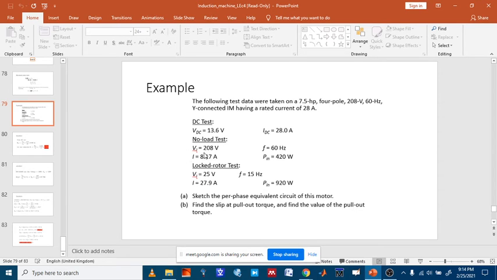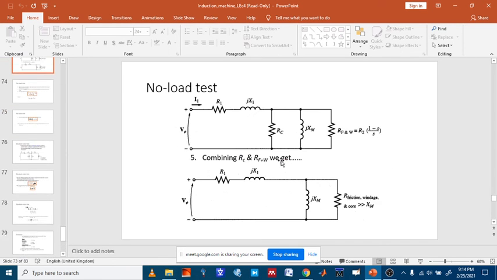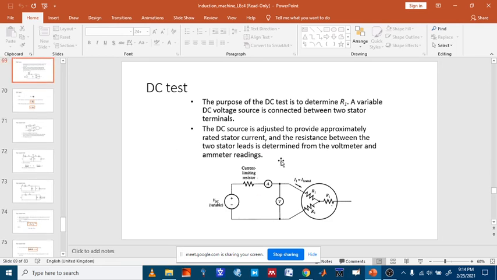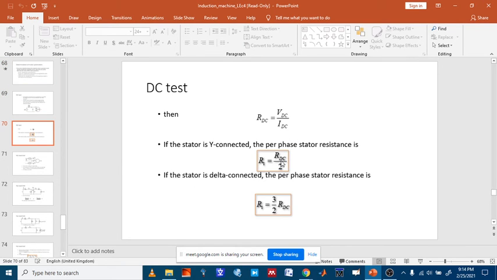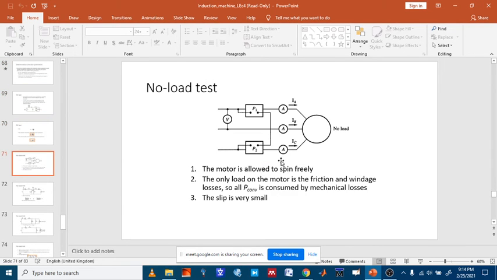For the no load test, given the line voltage VL to be 208 volts, frequency 60 Hz, the line current 8.17 amps, and P in to be 420. DC test, no load test.